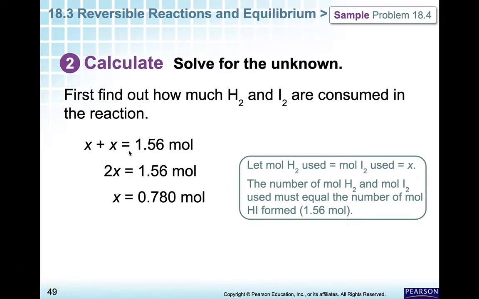Now, I can solve this expression for X, no problem. X plus X is 2X. I divide both sides by 2 to get a number for X. And this tells me how much of each of these I consumed in my reaction to make my equilibrium amount of product. So from that information, I can figure out how much I have left.